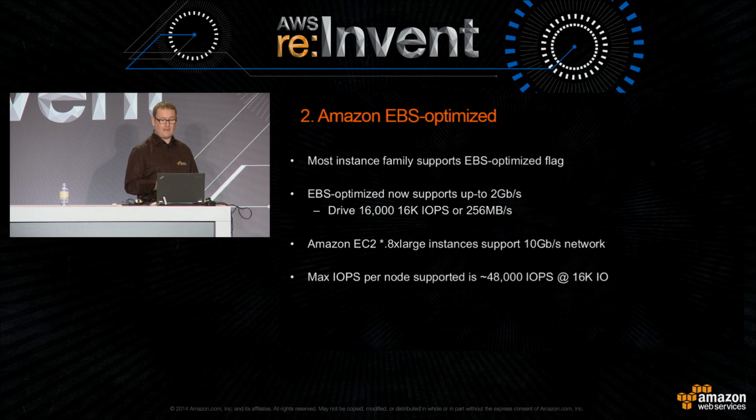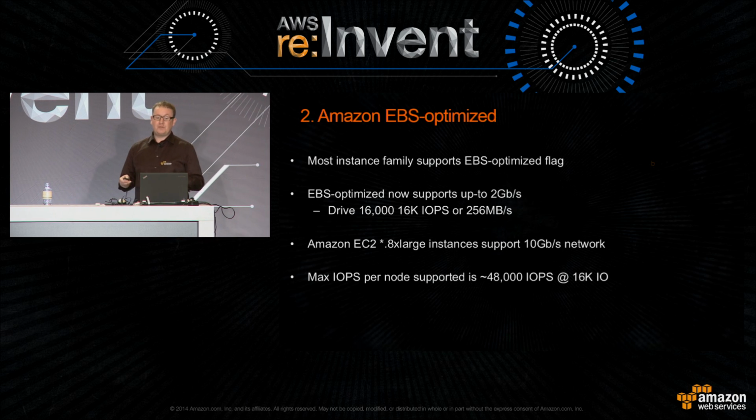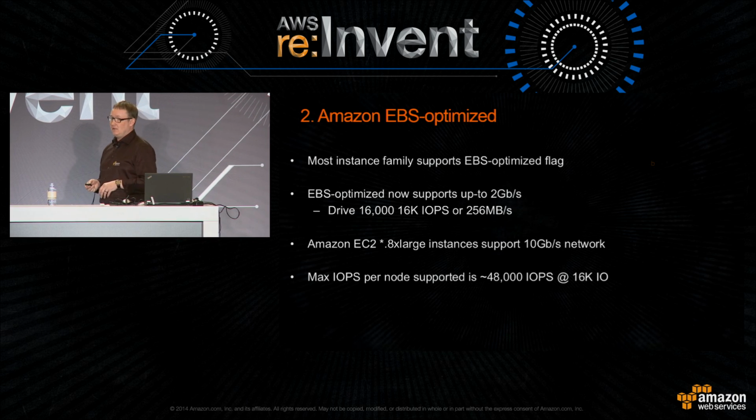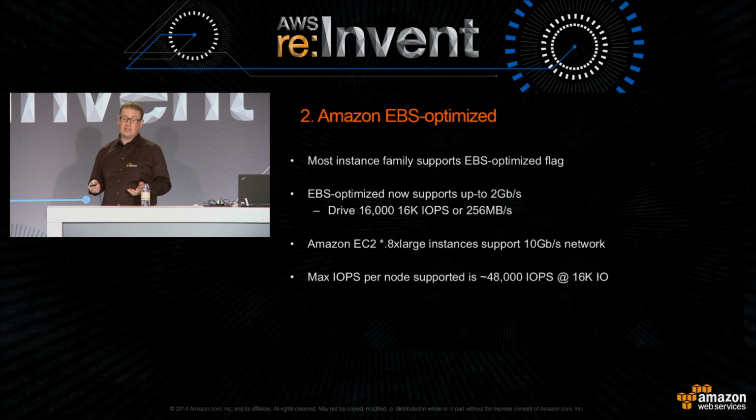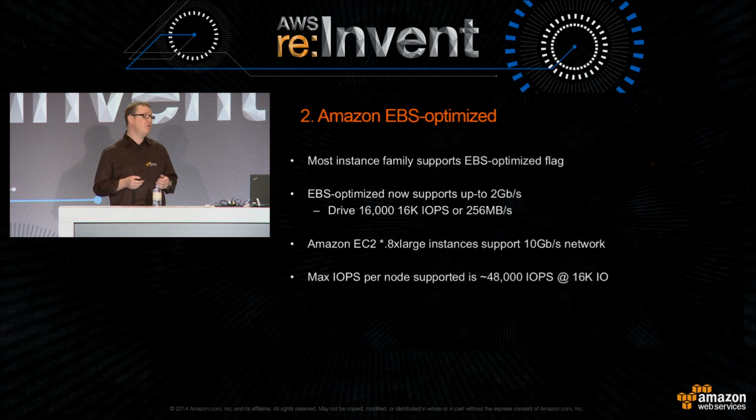and know that EBS is always going to get 500 megabits a second, 1,000 megabits a second. The max IOPS you can drive on an instance today is typically bound by its network, so that's our 10 gigabit instances. And on our 10 gigabit instances, we can drive over 48,000 IOPS at 16K.